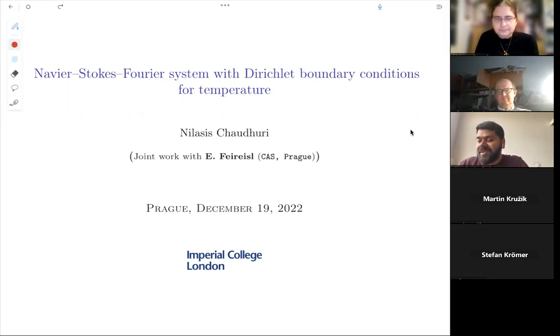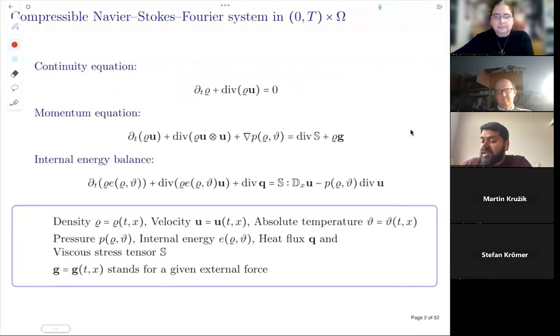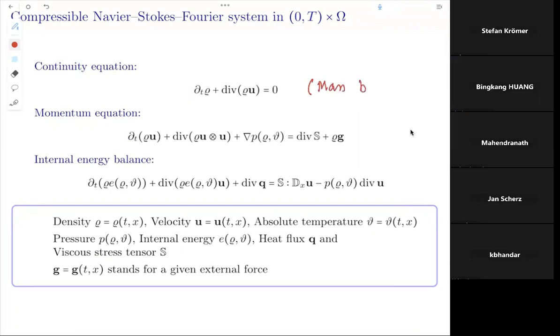So I will talk about the Navier-Stokes-Fourier system, but this time with the Dirichlet boundary condition for temperature. Generally, the Navier-Stokes-Fourier system describes a heat conducting viscous fluid, and you can see that it consists of three main equations. The first is the continuity equation, which is basically the mass balance, and then you have the momentum equation, or the momentum balance, and then we consider the internal energy equation.